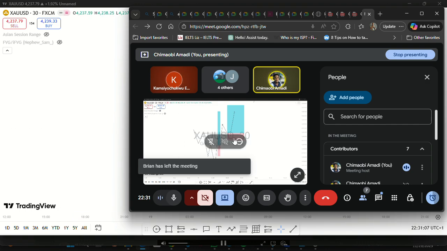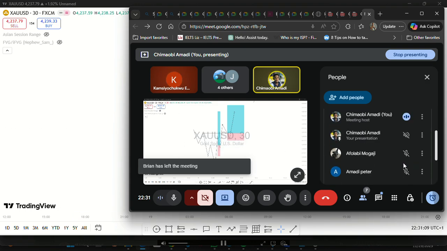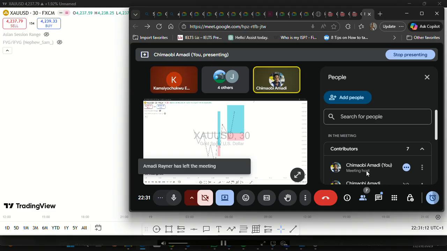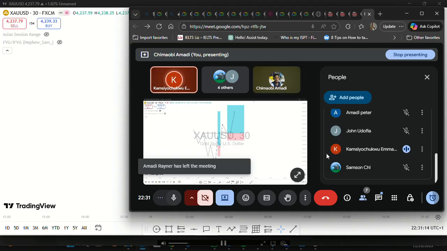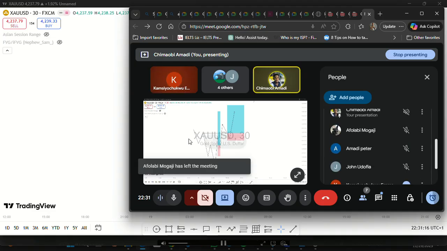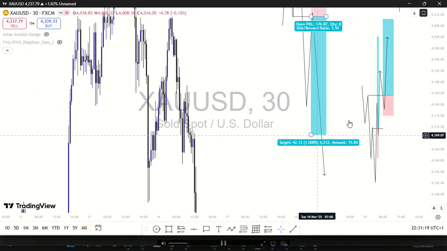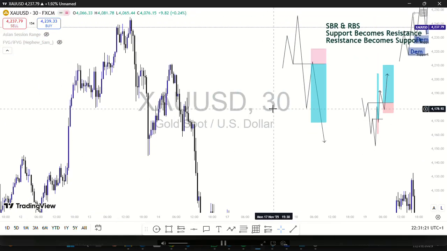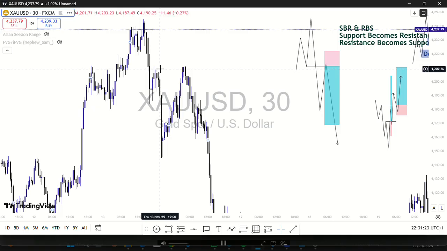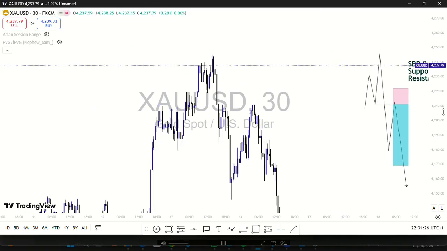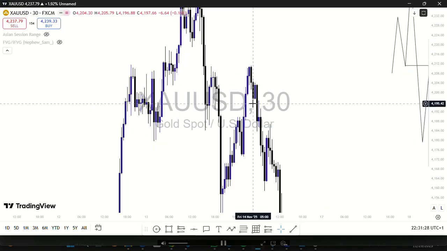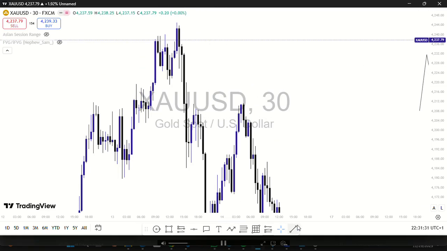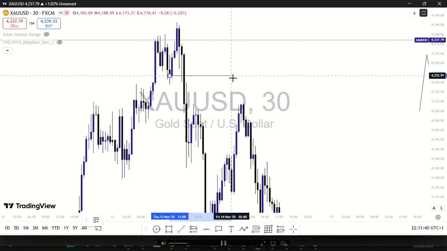Now let's check the, what do they call it, examples. We're going to check some examples here. Now this doesn't always work. Only the people that are going to be in my mentorship will know when to spot valid resistance becomes support and other things. And the other two methods I look for trades on gold. It's not only this method. This is just the least one I use for entry on gold.